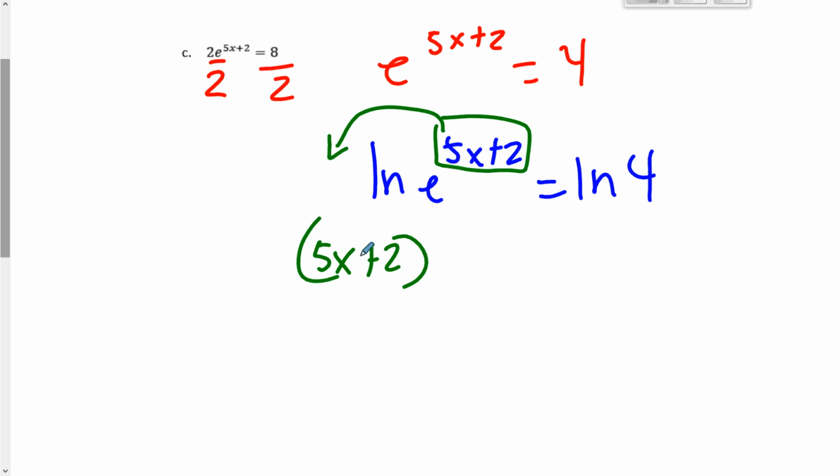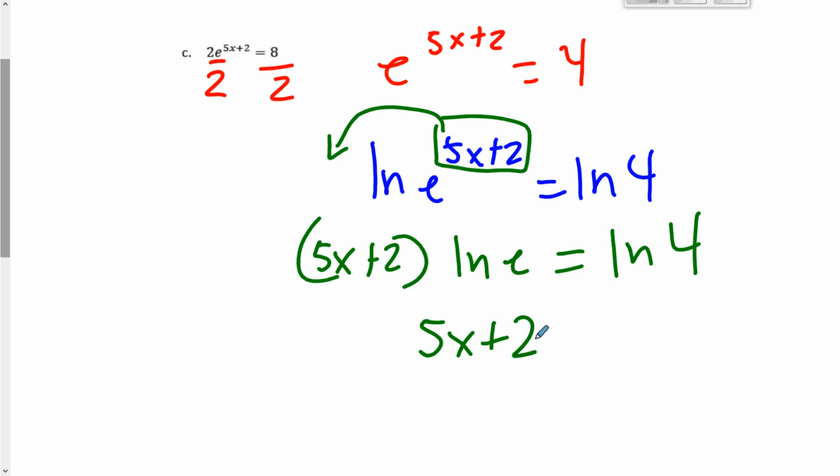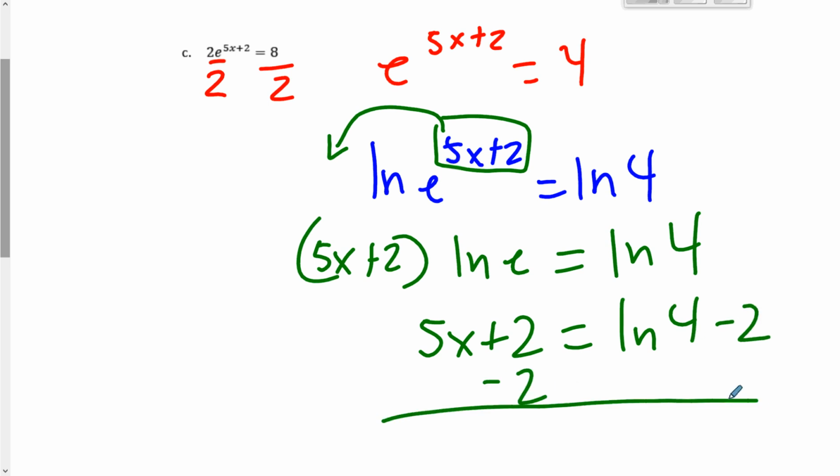because again that is a binomial, I want to rewrite that in parentheses so that I know I need to distribute. Well, here I don't need to distribute, right? Because what does ln of e equal? It equals 1, so I just get 5x. That's why these ones with base e's are really nice. Actually pretty easy. Then we subtract 2 on both sides.